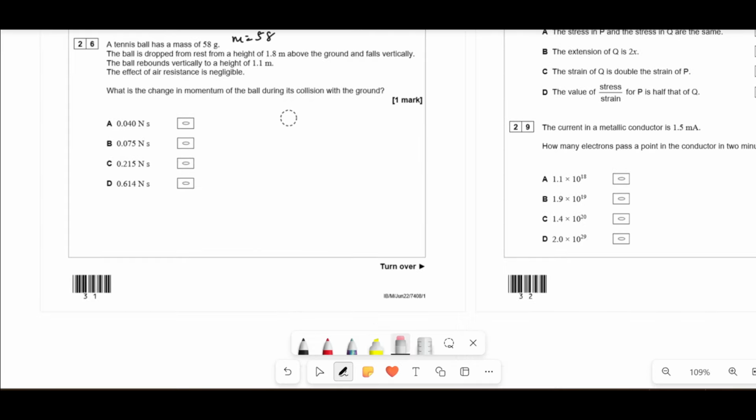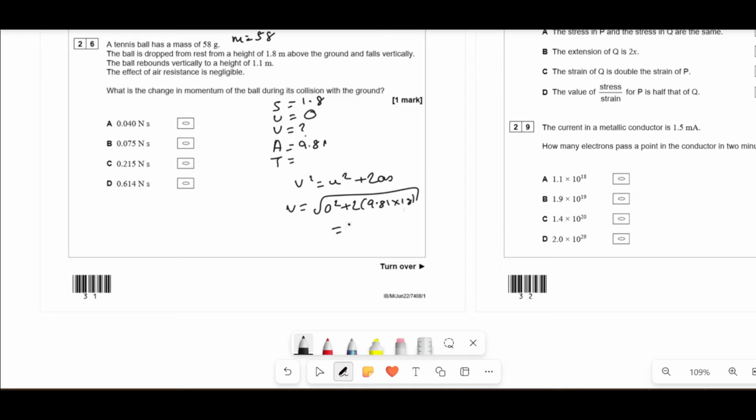Okay, so we know this ball's been dropped from rest, and we're going to have to work out its momentum before and after. Because it's been dropped from rest and it's moving under gravity, we need to use SUVAT. So it's dropped from 1.8 meters. Its U is from rest. V, we don't know. That's what we want to find. A is 9.8, and the time, we don't really care. So based on this, we're going to use V squared equals U squared plus 2AS. So V is going to be the square root of 0 squared plus 2 lots of... sorry, that should be 9.81. 9.81 times 1.8. If we do that, we get 5.943.